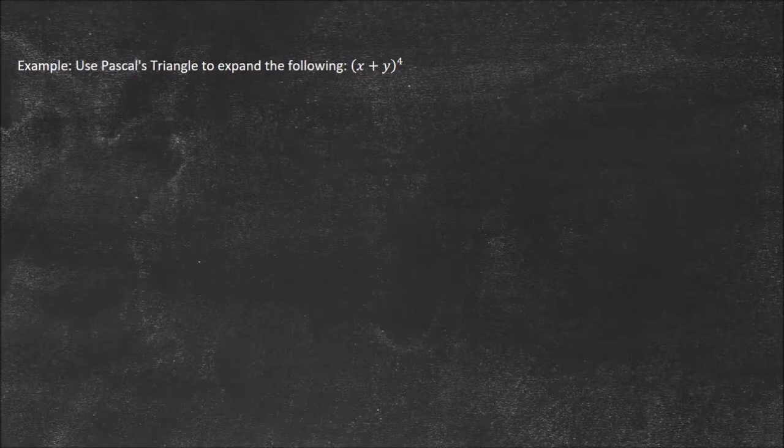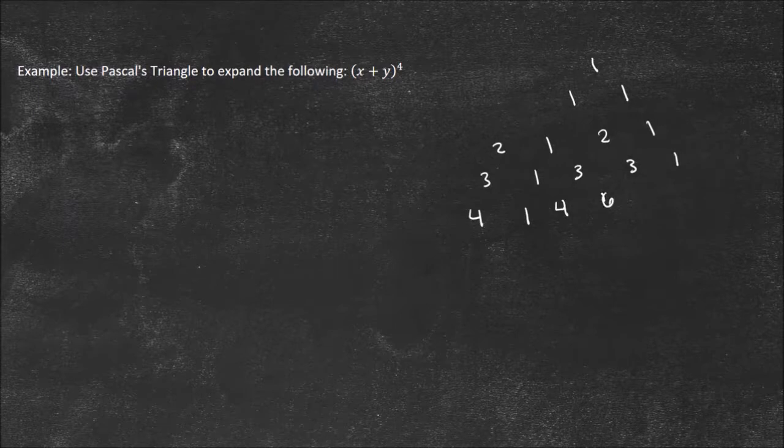So use Pascal's triangle to expand the following: x plus y to the 4th. So you might say, well, I know how to do this by the binomial theorem, and that's fine, but we want to do it by Pascal's triangle, and I'll show you why it's a little bit faster. So I'm going to start by drawing my triangle.